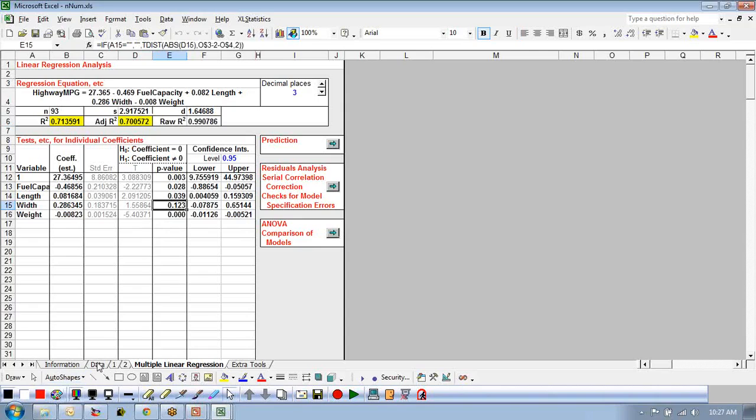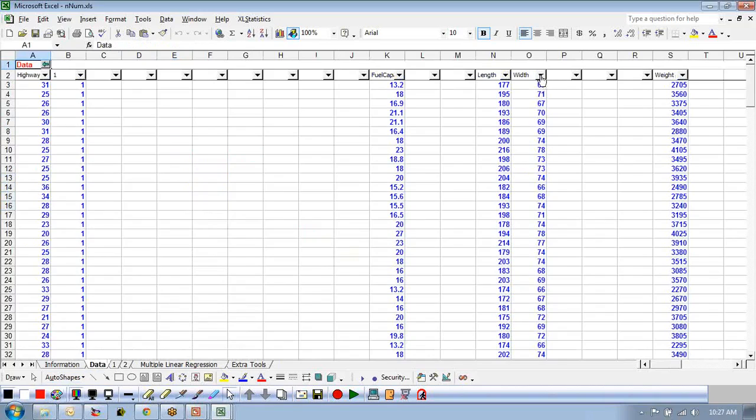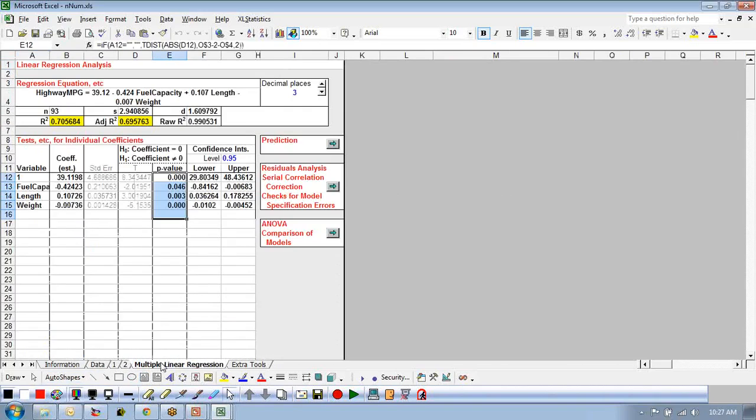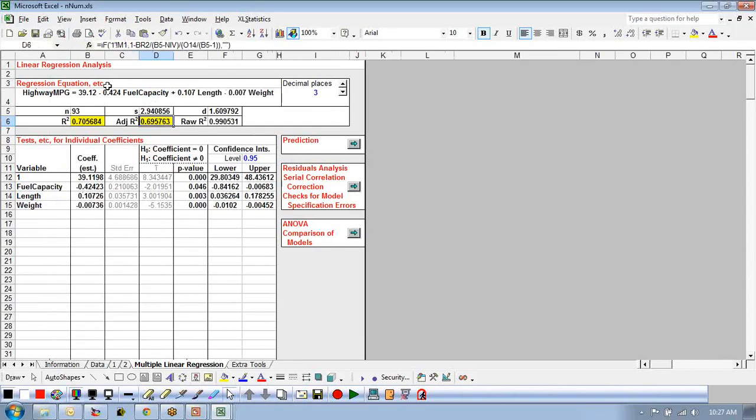Let's also remove width. You see now we've got stuff that's pretty significant in there. Let's remove width. And look at how much simpler our model is now. Now we only have to know a few things, and we did lose a tiny amount of predictive power, but essentially we went from 70% to 69.6. Not very much lost. So this might be a good starting point for the model.